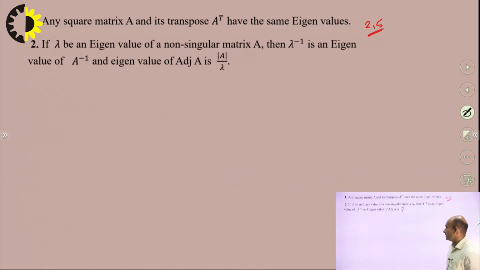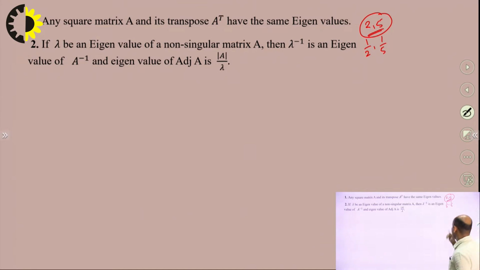Now we have the second important property. If lambda is an eigenvalue of a non-singular matrix A, then lambda inverse is also an eigenvalue of A inverse. It means suppose we have 2 and 5 as the eigenvalues of a matrix of order 2, then the eigenvalues of A inverse will be 2 inverse and 5 inverse, that is 1 upon 2 and 1 upon 5. These are the eigenvalues of A inverse. And also the eigenvalues of adjoint A are actually determinant of A upon lambda.